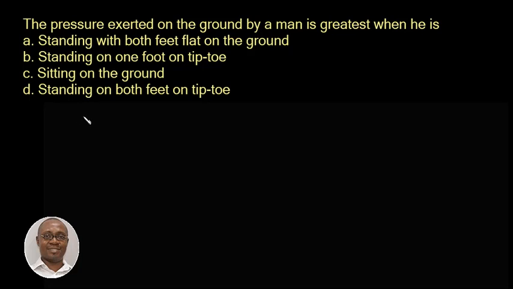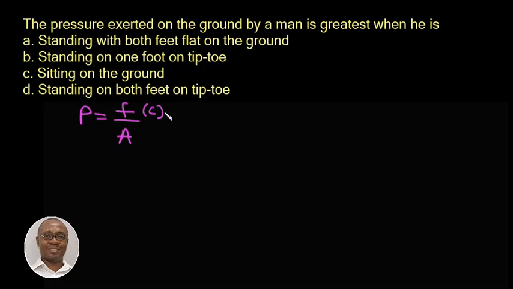Okay, so first, let us take a look at the equation or the formula for finding pressure, which is force or weight over area. And in this instance, the weight of the man is constant. It is the same in all cases. So the pressure that is going to be exerted on the ground will be largest if the area is the smallest.